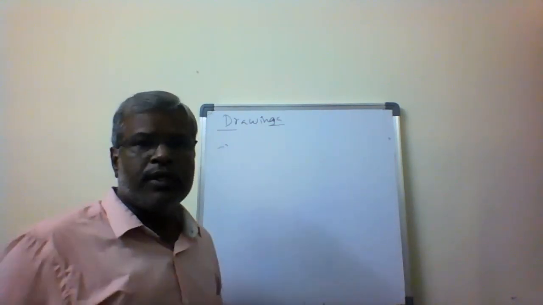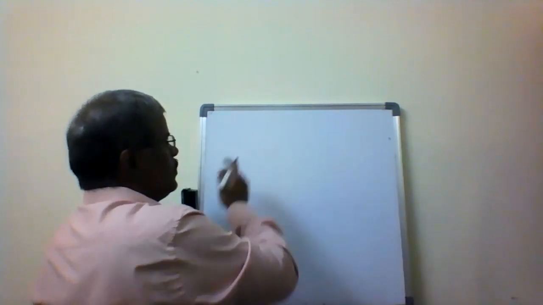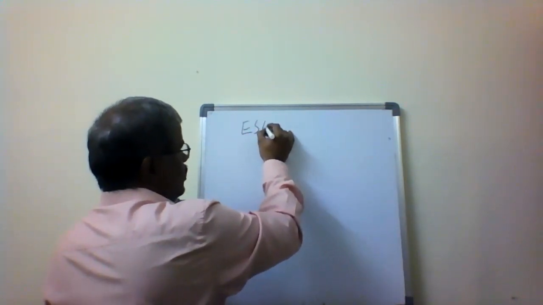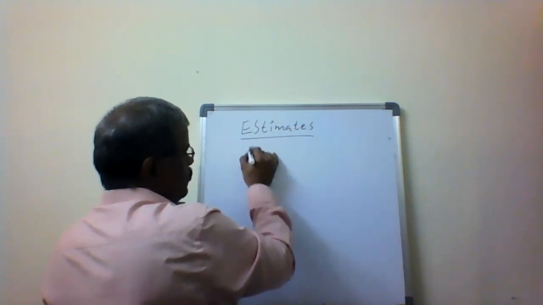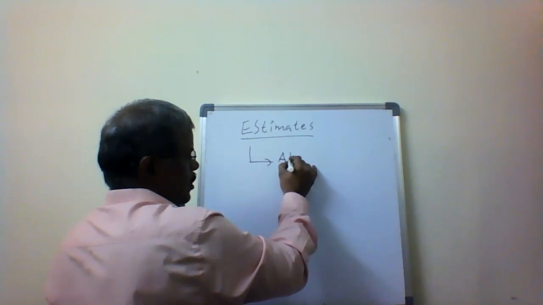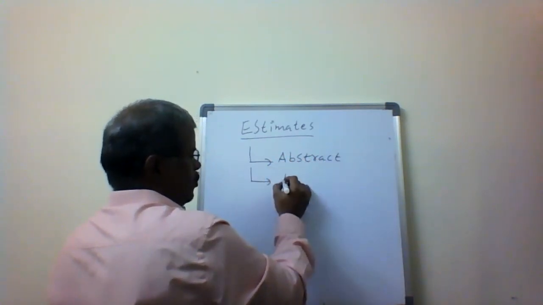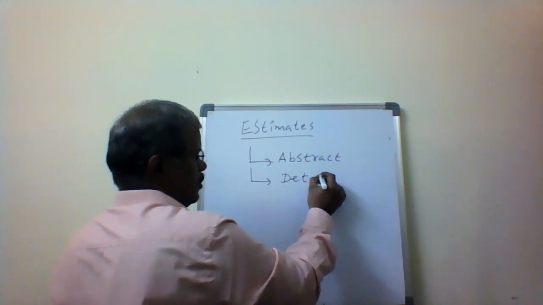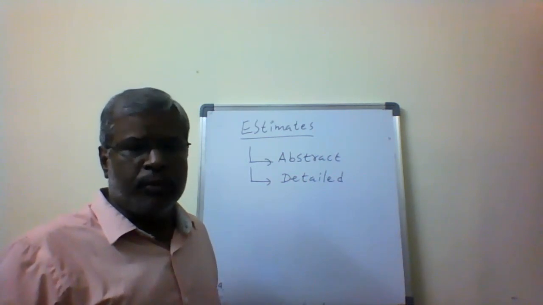So this is about what are the drawings that we are going to prepare. Then after understanding that, we are going for the estimates. Estimates will be of two types: one is going to be called an abstract estimate, and another one is going to be called a detailed estimate.